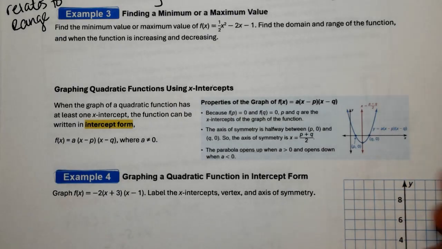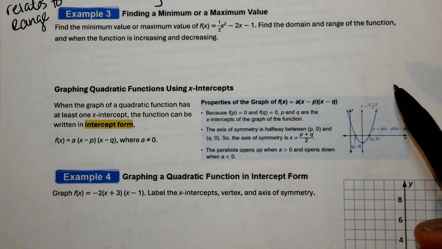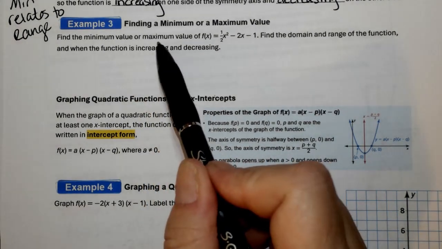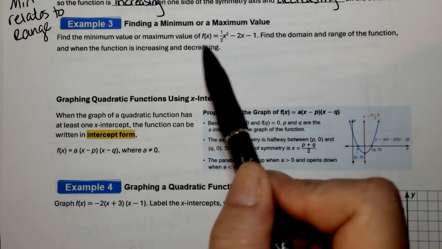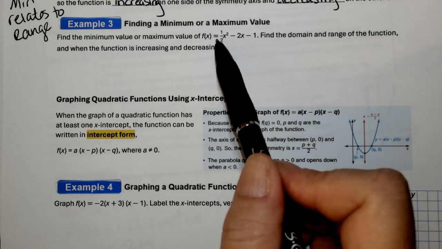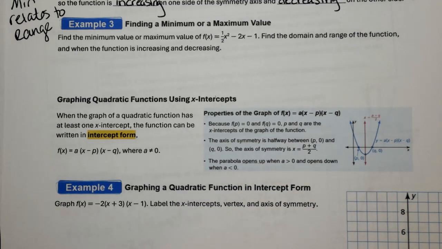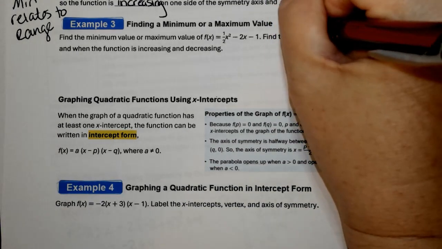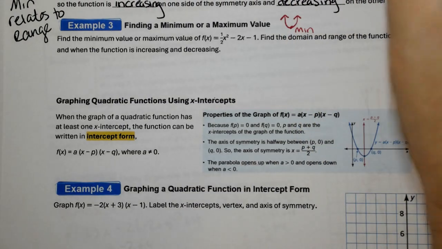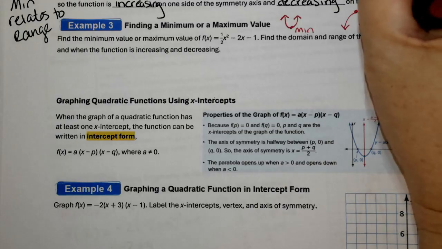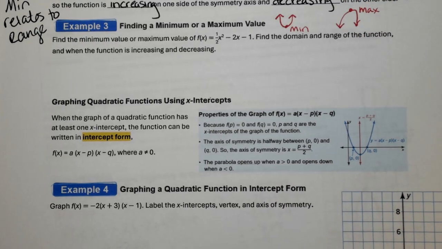And notice there's no graph here because we can actually do this without a graph. So find the minimum or maximum value. Well, are we going to have a minimum or a maximum? Well, our function is positive. So that tells us that our function opens up, right? If your function is positive, it opens up. So that means you have a minimum. If your function was negative, it would open down. That would mean you have a maximum.